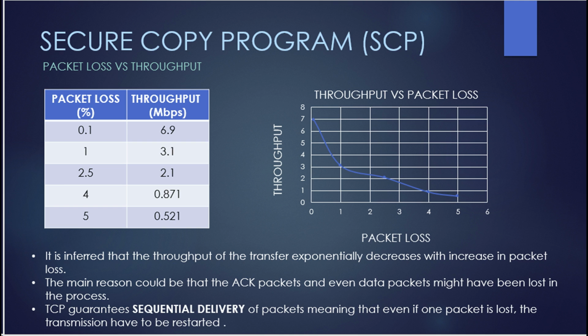So as you can see here, I have tabulated the values of throughput for packet loss, and for 0.1 we are getting 6.9, and for 5 it has absolutely hit rock bottom to 0.521. So yep, that sums up the goal of the experiment, which was to analyze throughput with packet loss and delay, and that ends the lab 3 video. Thank you.